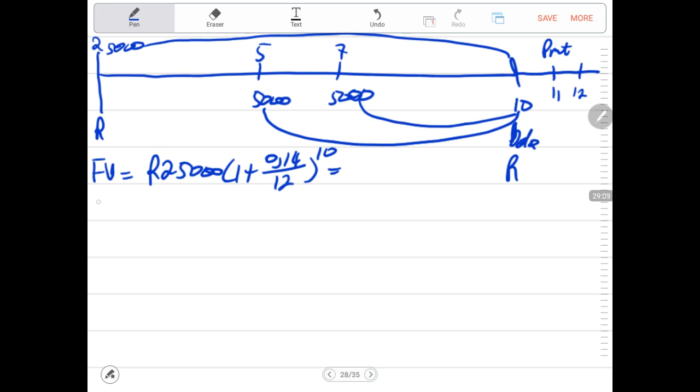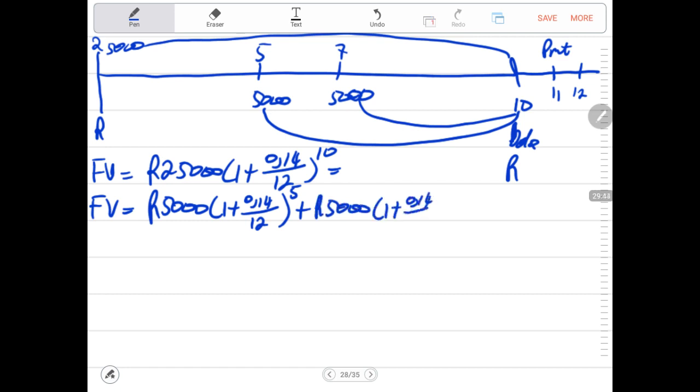Then we look for the future value of these repayments. I will do something that I've not done before; the official handout does it very regularly. I will combine these future values: the future value of 5,000 (1 plus 0.14 divided by 12) to the power of 5, since from month number 5 it will be 6, 7, 8, 9, 10, plus 5,000 (1 plus 0.14 divided by 12) to the power of 3, which is 3 months. So now we just have to add the two future values, then subtract them from the amount of the loan.